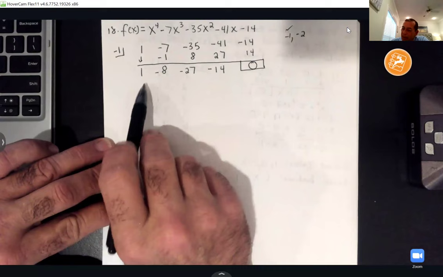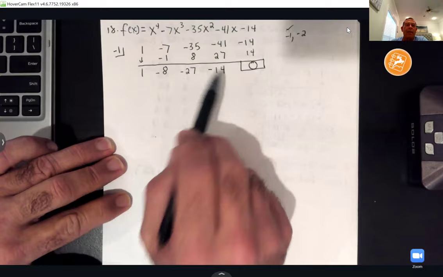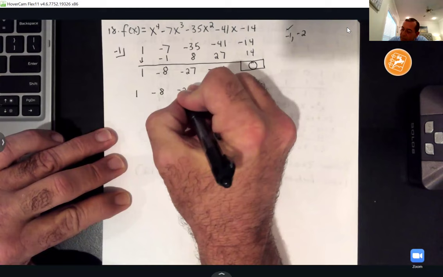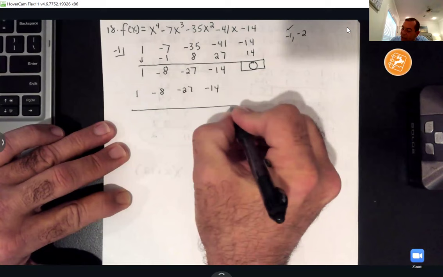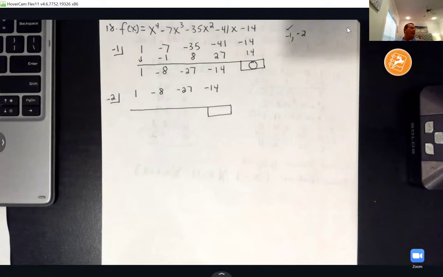So now we got to take these four numbers, because remember, this is now a 1x to the third, 8x squared, 27x minus 14. So I'm going to use them four numbers and do synthetic division again. And I'm going to try my second number, which was negative 2. All right. Spin this around and pray for a zero here.